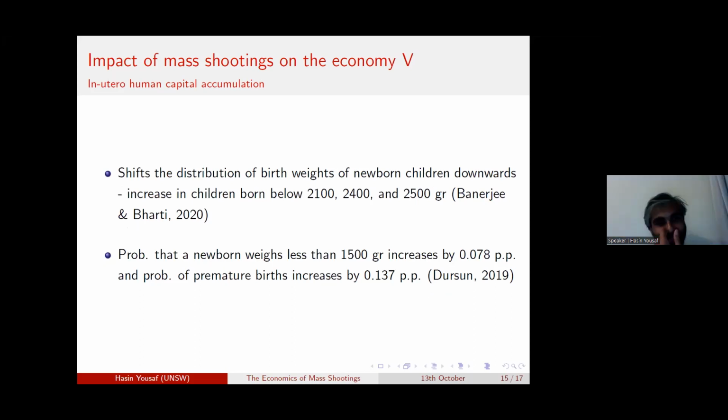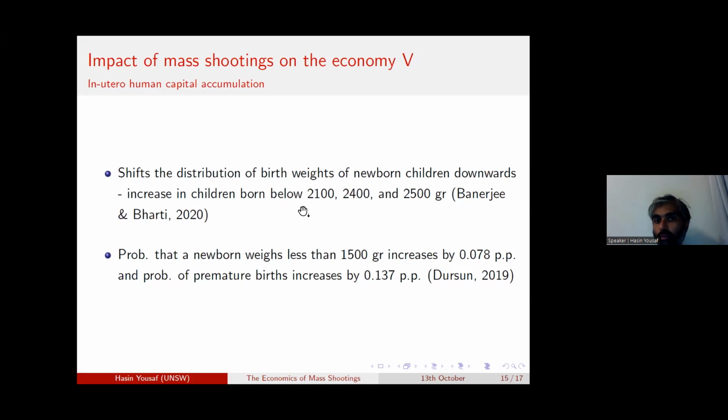Okay, that's good. So another growing body of evidence is that mass shootings not only impact human capital accumulation, but they also impact in utero human capital accumulation, which intuitively makes sense. It is basically that mothers who are pregnant and happen to be in areas where a mass shooting occurs have poor birth outcomes for their newborns. So there is a downward shift in the distribution of birth weight of newborn children. The newborns are likely to be of lower birth weight if mothers experience mass shootings during their pregnancy, particularly during the second and third trimester of pregnancy.